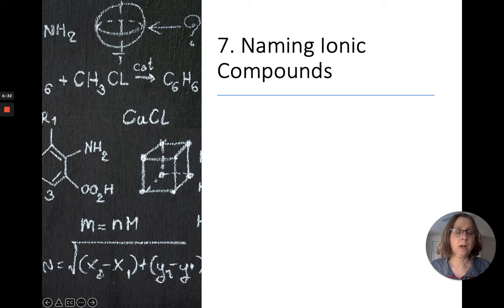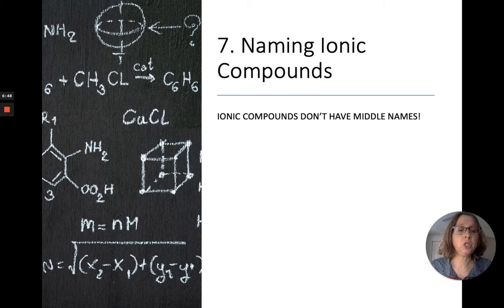Okay. We've written the formulas, but how do you name these things? We need to talk chemistry. That's something called nomenclature. That's why the title of this lesson is Ionic Bonding and Nomenclature. Nomenclature means, how do I name it? So ionic compounds don't have middle names. This is really important to remember. They only ever have 2 words in their names, like a first name and a last name.